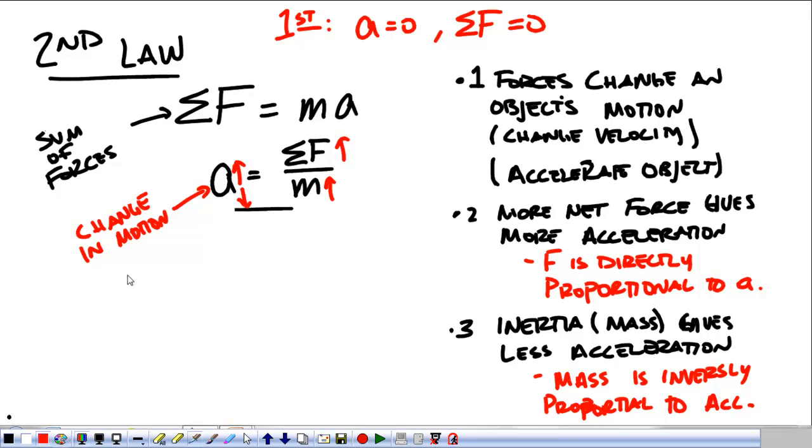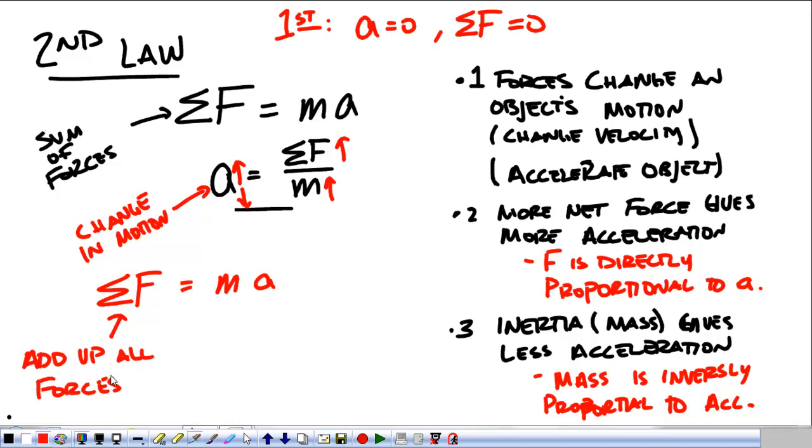Okay, this is how the second law works. So we're going to look at all parts of it. Sum of the forces equals mass times acceleration. This is telling us what to do. Add up all of the forces. And that's going to be equal to the mass of my object times the acceleration of my object.